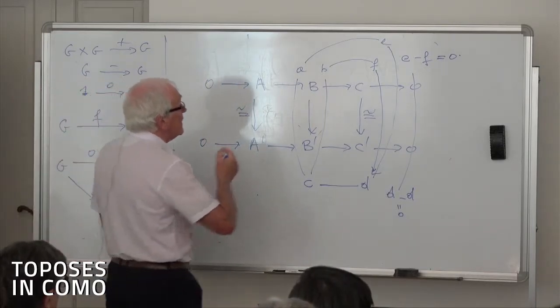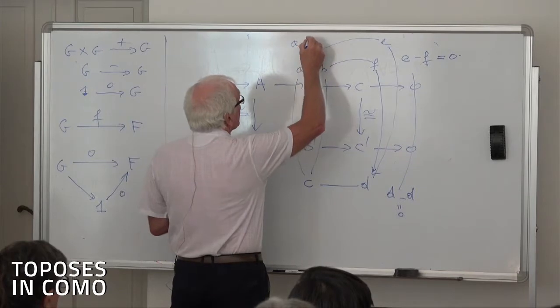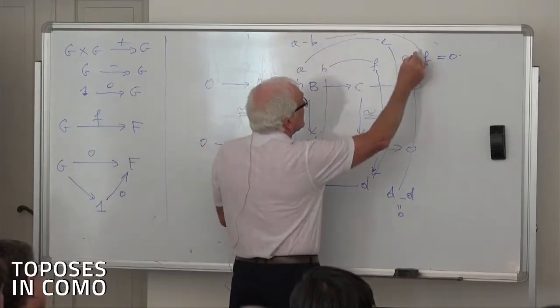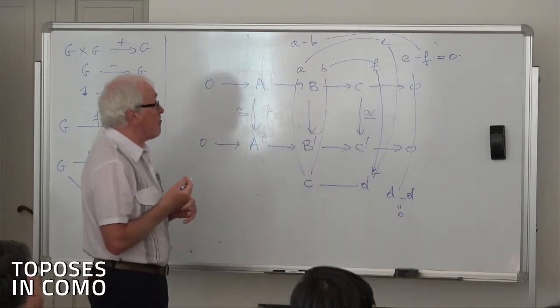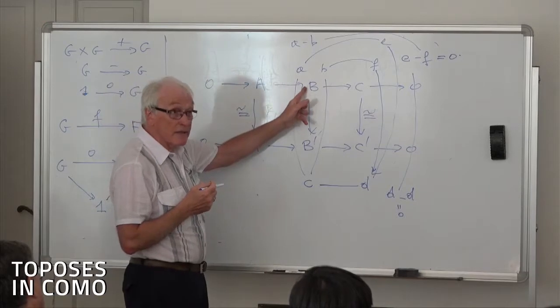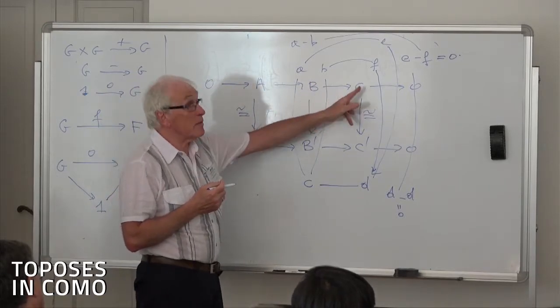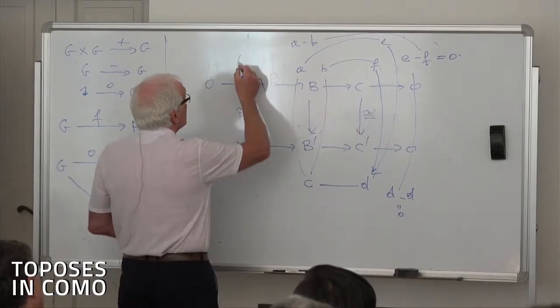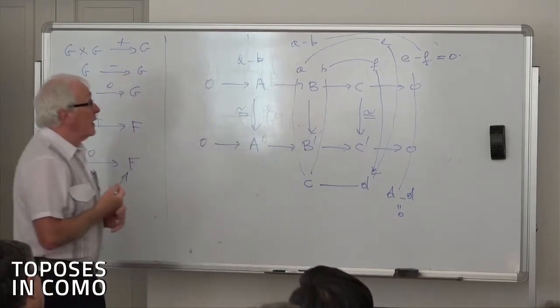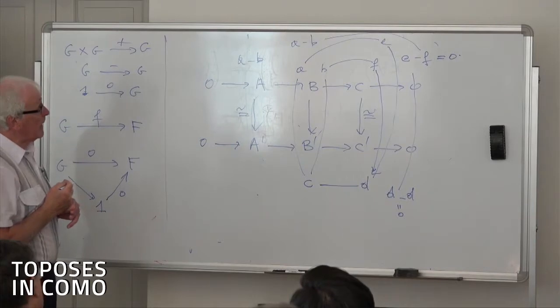So this means that A minus B, which is mapped on E minus F, is in A because A is a set of the elements which are mapped on zero. So A minus B is here. A minus B is there, fine.